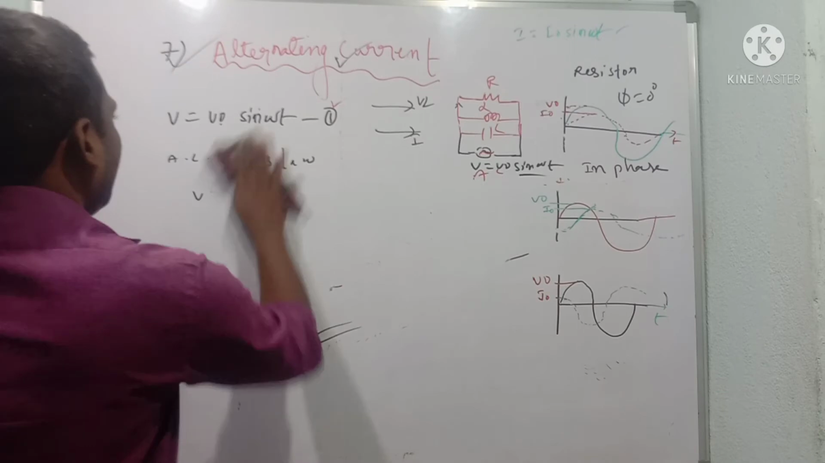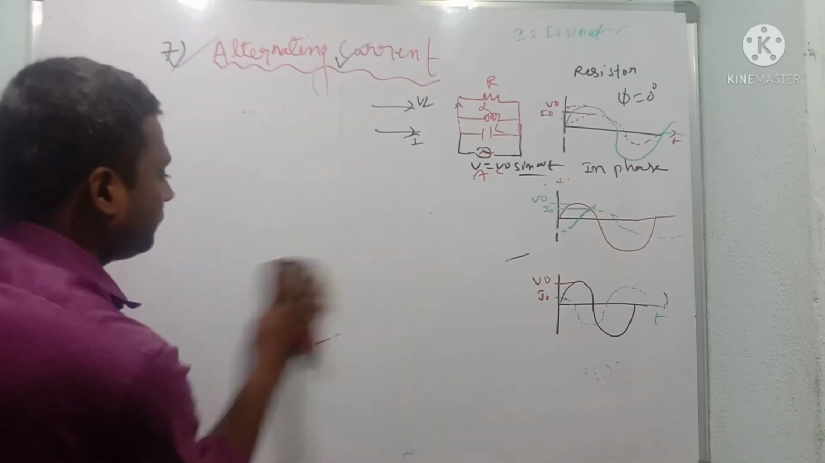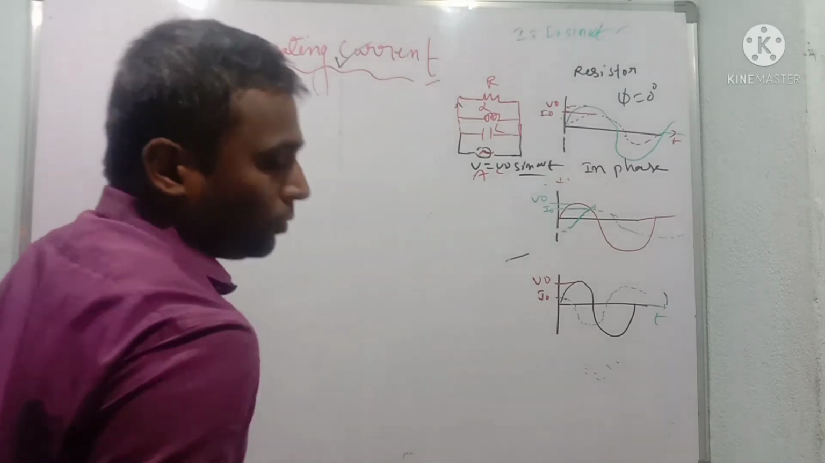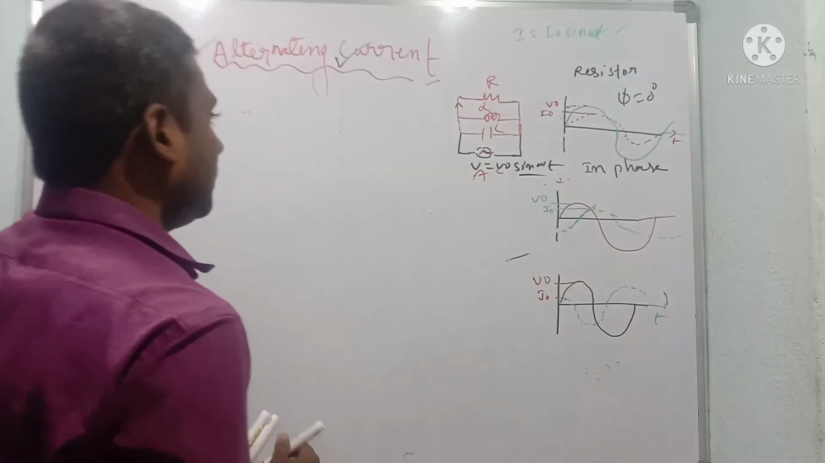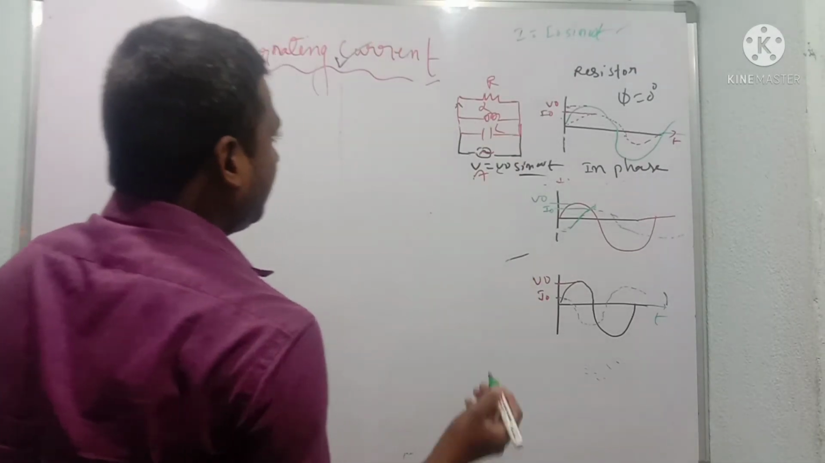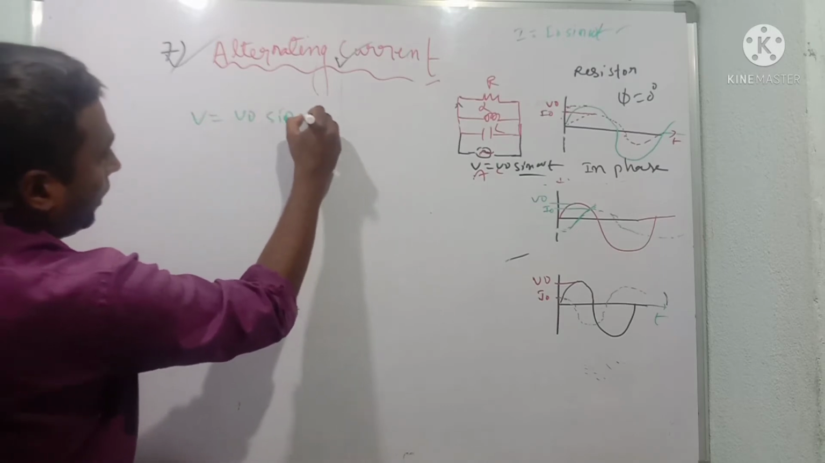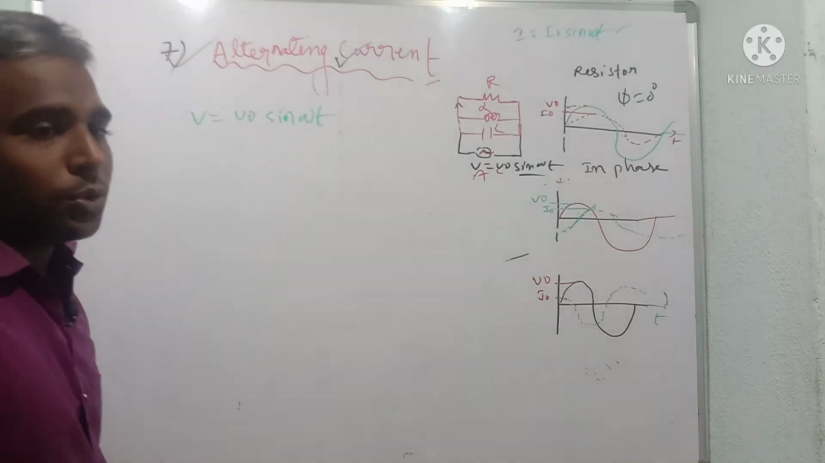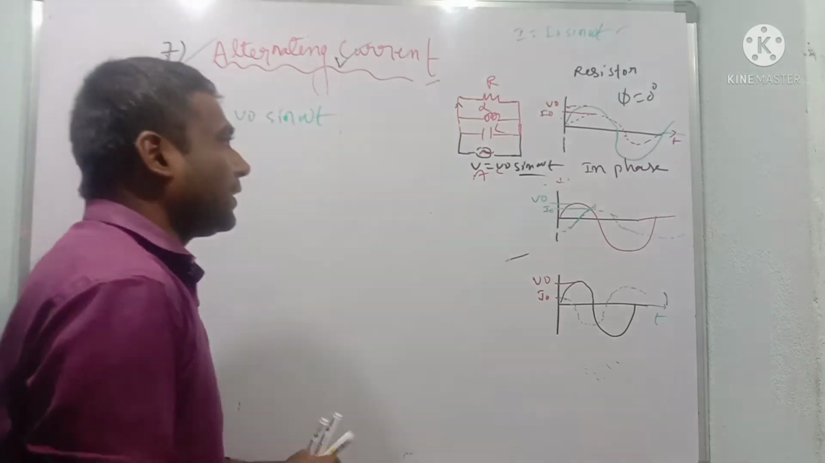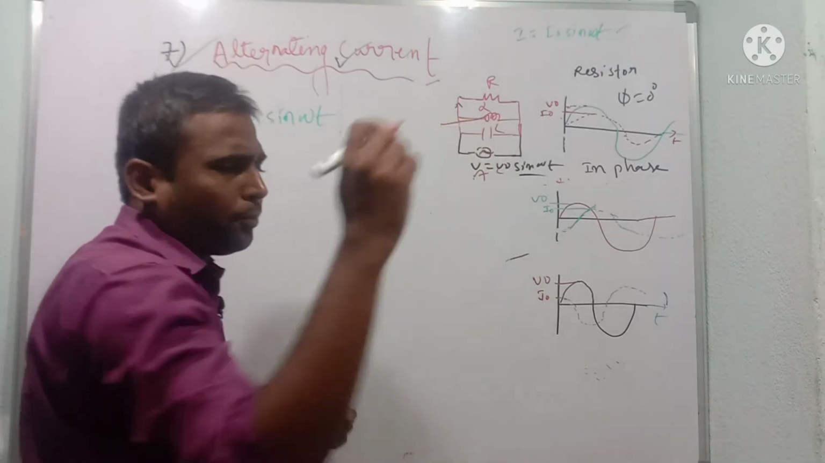Very simple. What happens if I pass voltage to the inductor? So same thing. The given equation is V is equal to V naught sin omega t. We are going to provide the potential difference through the inductor. So here, what is an inductor? Students, I am telling a very important point now.